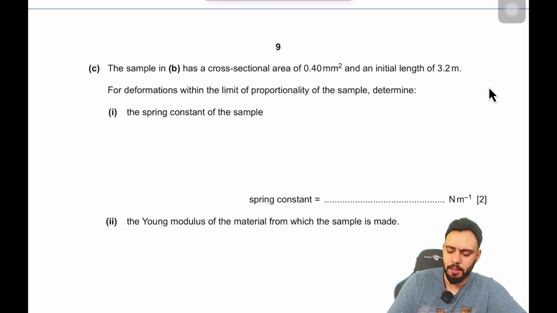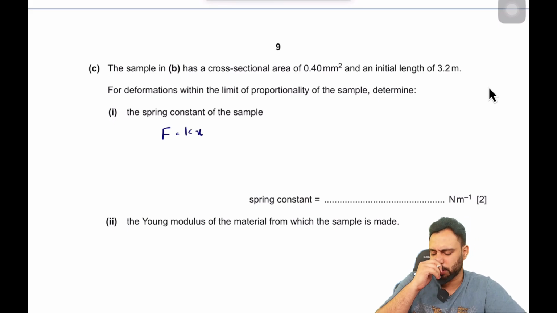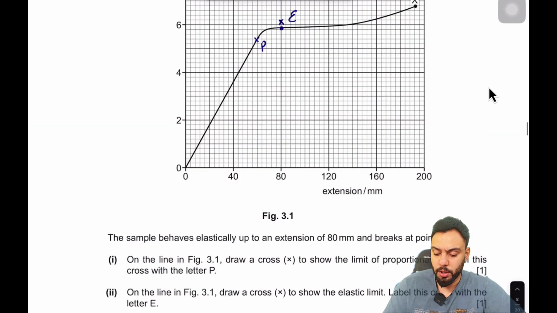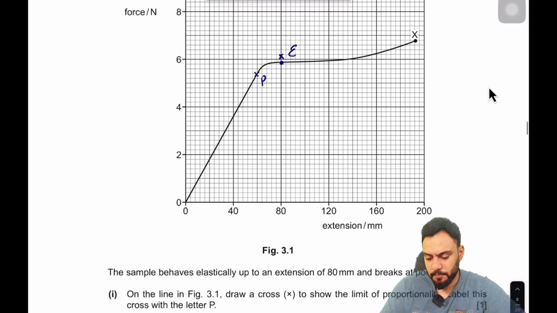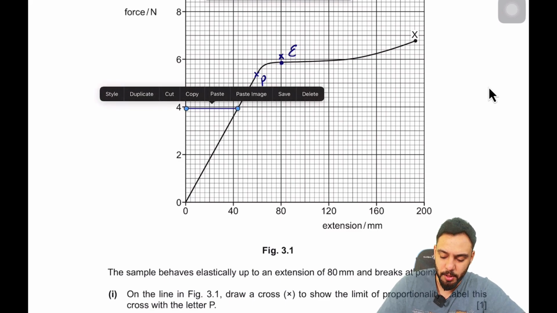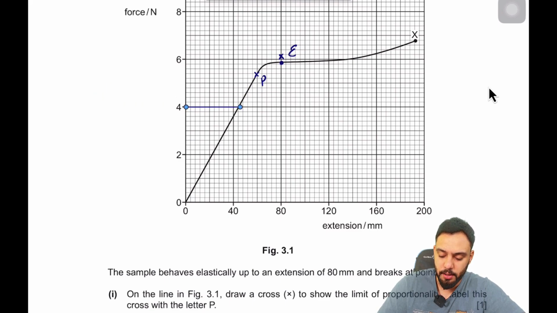So for the limit of proportionality, the formula you can directly use is F equals kx, or you can use the gradient of the force extension graph, whatever suits you. I'm just going to use the formula directly because the graph starts from the origin. It's the same thing. It's totally up to you. You can use the gradient, the other point is 0, 0, so it doesn't really matter. So I'm going to use this coordinate, 44 and 4.